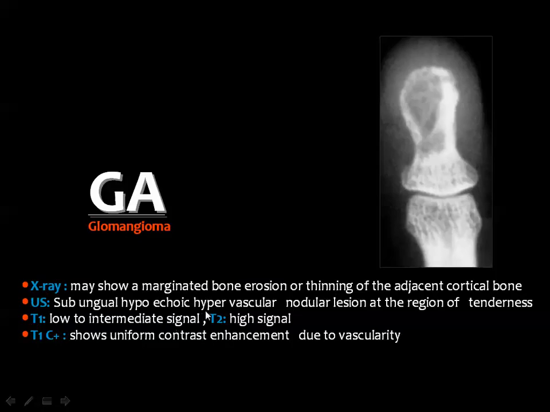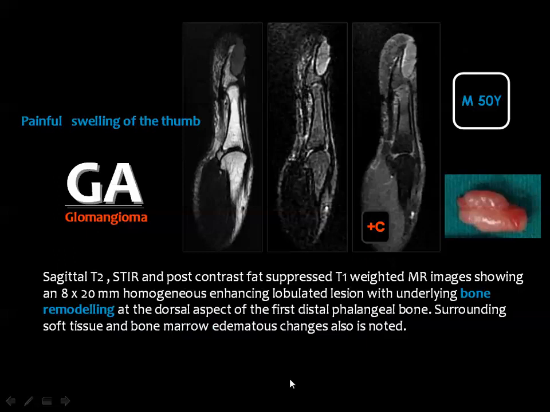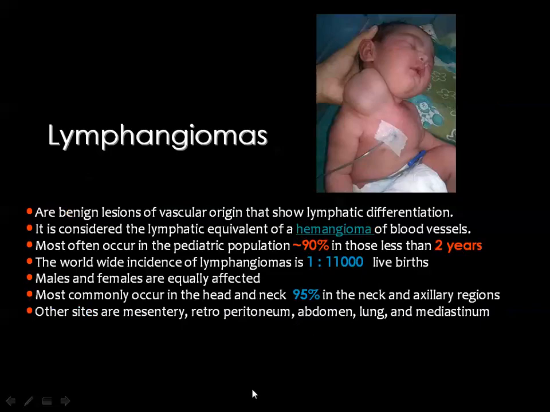Ultrasound will show a hypoechoic, hypervascular nodule in the region of tenderness. It appears in MRI as low signal in the T1, high signal in the T2, and shows uniform post-contrast enhancement due to hypervascularity. And you can call it glomus tumor and you can call it glomangioma, and the tumor is underneath the fingernail. Low signal in the T1, high signal in the T2, and some enhancement after injection of contrast, and you can see its impression on the underlying bone, denoting its benign nature.